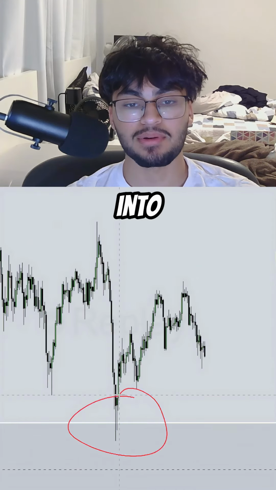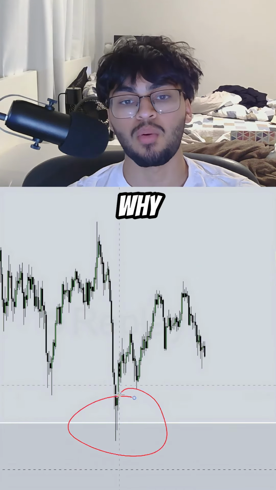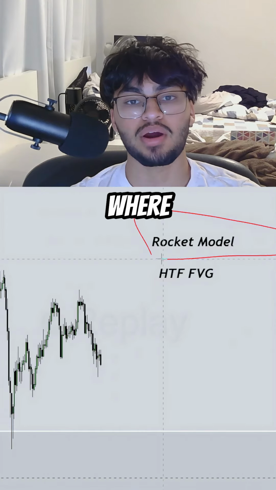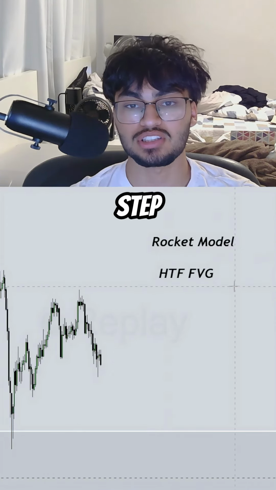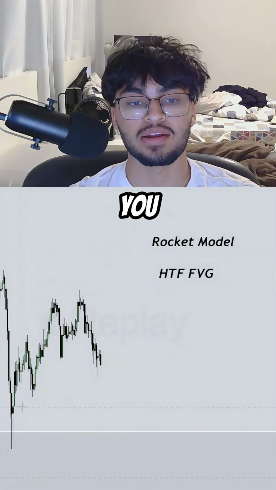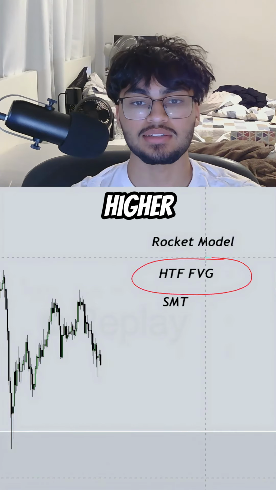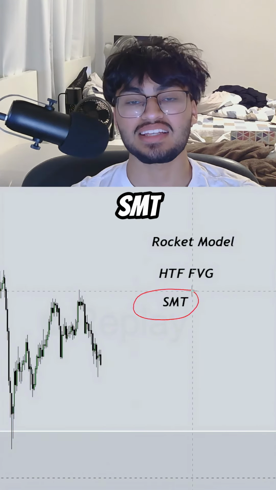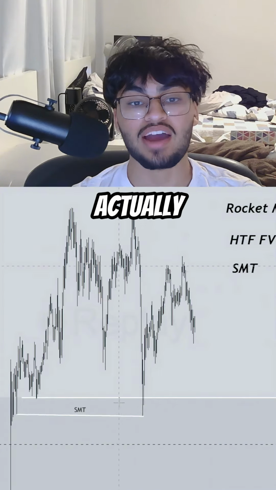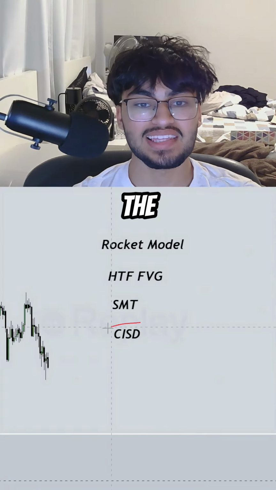So as you can see, we tap into this 15-minute fair value gap right here, but why am I not taking an entry? And this is where I use my rocket model to get an entry. So the first step is a higher time frame fair value gap. As you can see, we have that right here. After that higher time frame fair value gap, we need to see an SMT at the lows. And in this case, we actually do have an SMT at the lows.